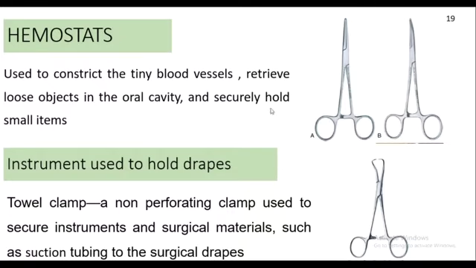Now coming on to the hemostat, the use of a hemostat is to constrict the tiny blood vessels and reduce the bleeding from the surgical sites. Now there are certain instruments which are used to hold the towel drapes, which are called towel clamps. They are used to secure the instruments as well as surgical materials such as the suction tubing and the surgical drapes.